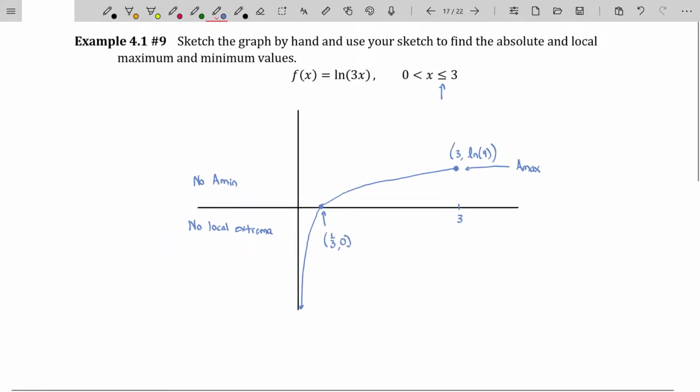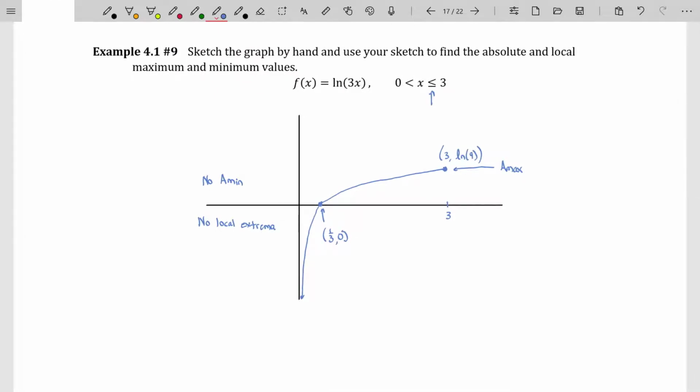This is not contradicting the extreme value theorem. The extreme value theorem told us, hey, we're going to get absolute maximums and absolute minimums if we have a continuous function. But there was one other condition. The interval had to be closed. And this interval is not closed. It's half open. So we're not going to get an absolute minimum here.